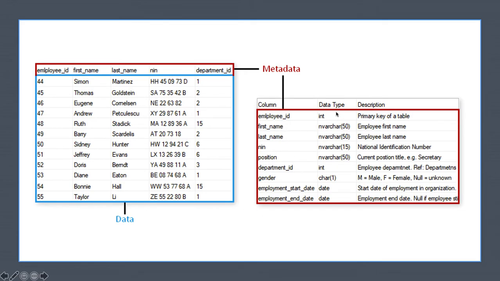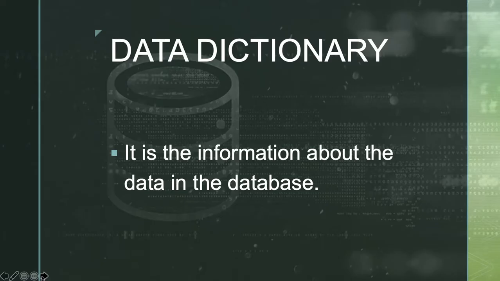Metadata has the field name or the column name, the data type of that field, and also the description. Okay? Bawat isang table merong metadata. Okay? So, next is, what is data dictionary?